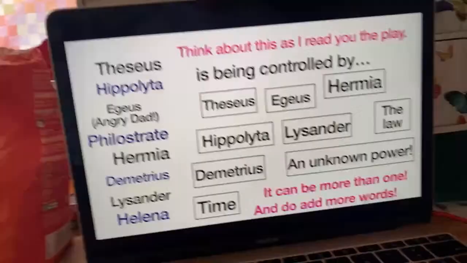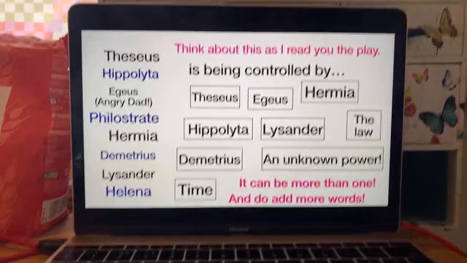Let's just get going. So, if you've been to my website and you've downloaded this worksheet, you've got this in front of you, so it'll be a bit easier for you. I just want you to be thinking about this as I talk to you about the very first bit of the play, what happens at the very start. If you haven't got the worksheet, doesn't matter. Just look at this right now. Here we are. So here's various characters. Some of them we heard about last week, but you'll meet them again.